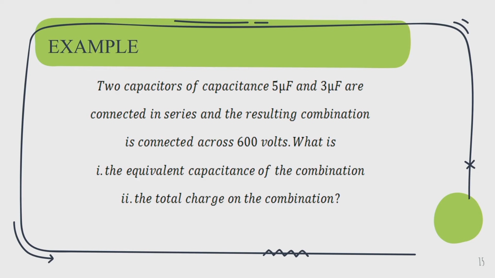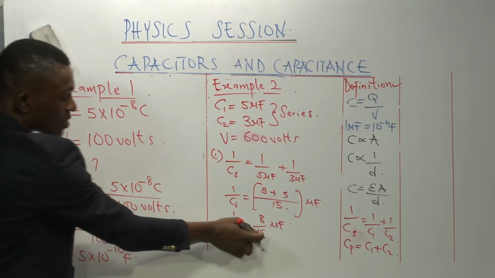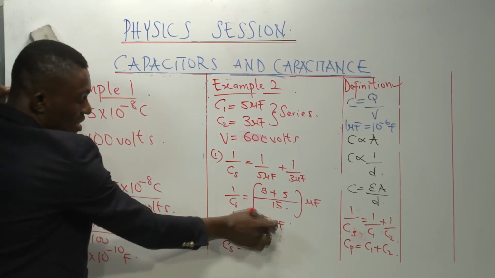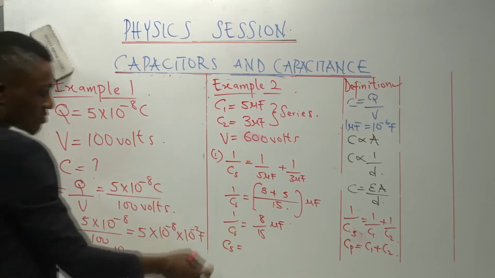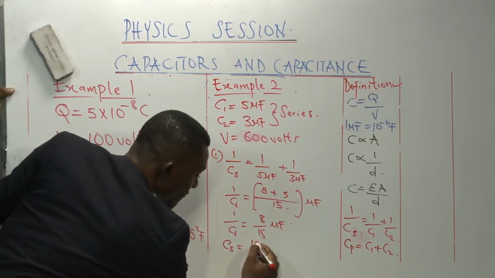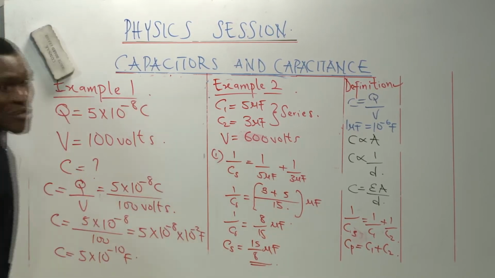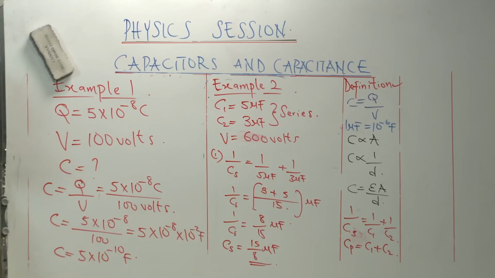And don't forget what I said, that whenever you have this in this form, you can just flip this. And whatever happens to this also happens to this. So our C equivalent now would be equal to, don't forget, I want to flip this now. 1 over Cs is equal to 8 over 15 microfarad. So I flip this, so I have 15 over 8 microfarad. So that is the answer for the first question.